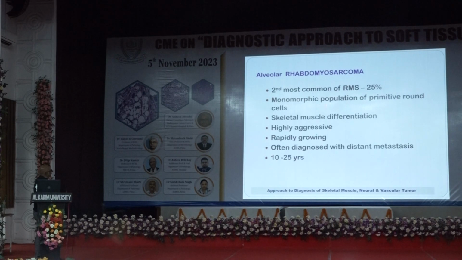Here we can see the monomorphic population of primitive round cells with skeletal muscle differentiation. This tumor is highly aggressive, rapidly growing, often diagnosed with distant metastasis. Age group is, as I already said, 10 to 25 years of age. Whenever you see this monomorphic population of primitive round cells, you can think of alveolar rhabdomyosarcoma.